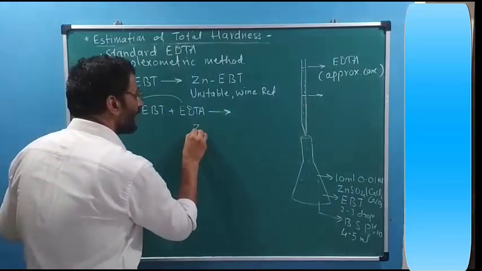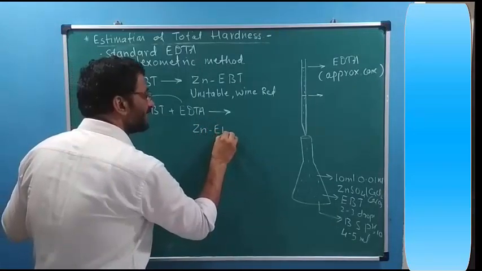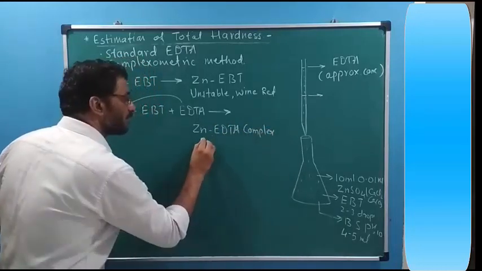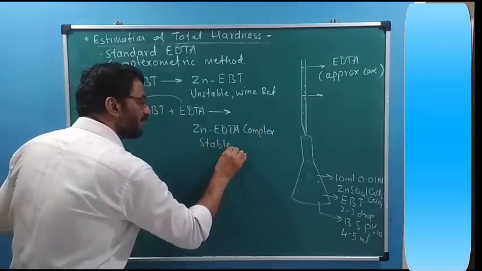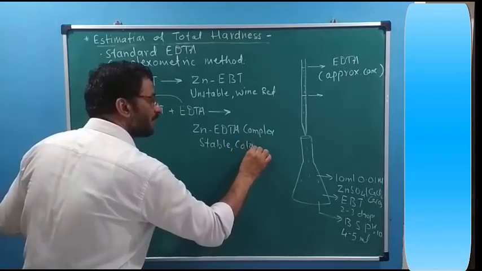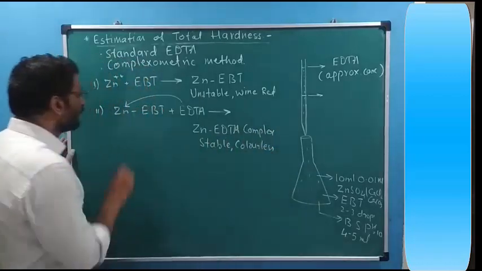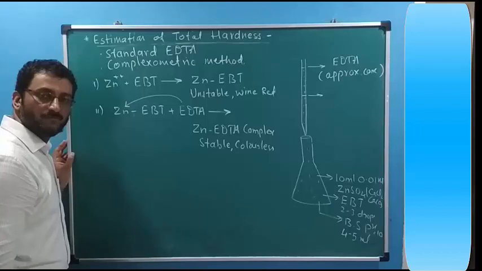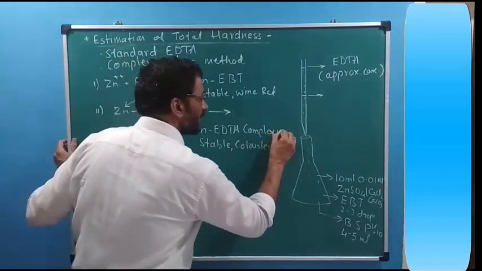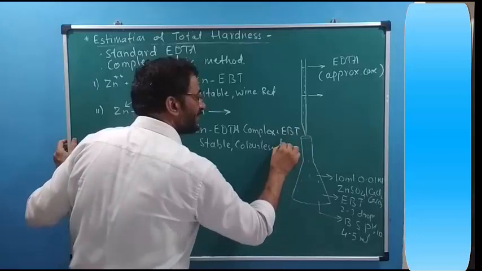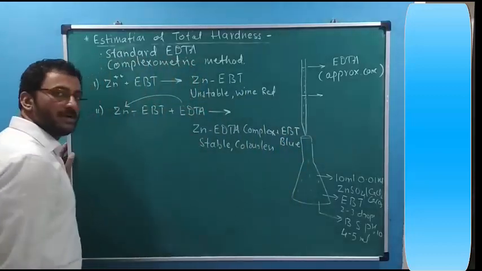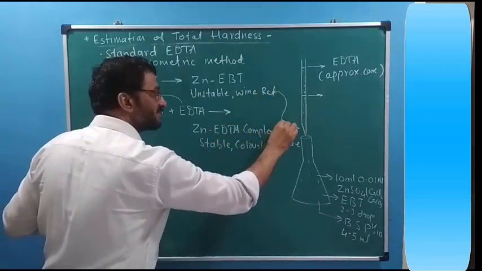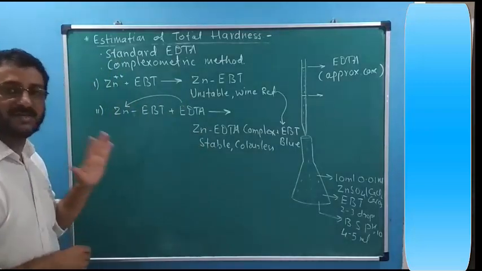What will you be getting? I will get zinc EDTA complex. This is not unstable. This is quite a stable complex, and it is colorless. Fine. Once all zinc cations are taken by EDTA, EBT will separate out in its original form. That is the role of indicator. So plus what? EBT. EBT color is blue. It's a blue color dye. So once the wine red changes to blue, let us stop adding EDTA.